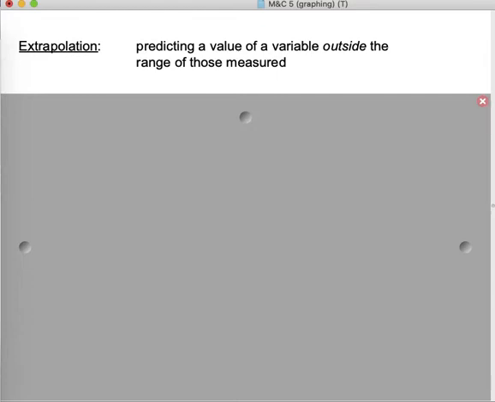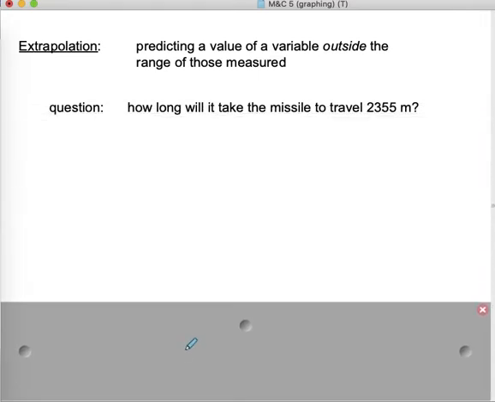Another type of problem is extrapolation, and that's when we use the equation to predict the value of a variable outside the range of those measured. And here's an example. How long will it take the missile to travel 2,355 meters?